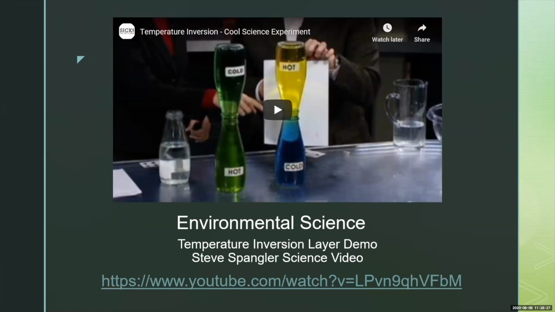So we're always talking about inversion layers, but it's a difficult concept because you need to explain the hot air up above, cool air below, and how those pesticides could get trapped. So I have the link there that you can access, but you can also just search for inversion layer.